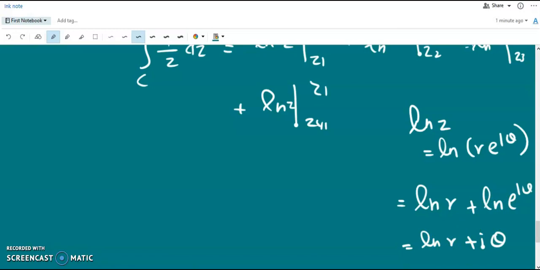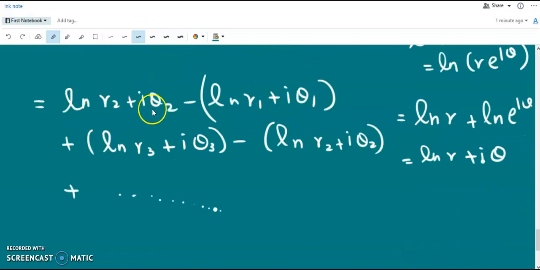Okay, now applying the limits, we get log r2 plus i theta 2 minus log r1 plus i theta 1 plus log r3 plus i theta 3 minus log r2 plus i theta 2 and so on. So here the corresponding real parts of the logarithm cancel. So log r2, log r1, log r3, log r4 cancel. But the imaginary parts involve the increasing of arguments of the points from z1 to z4.